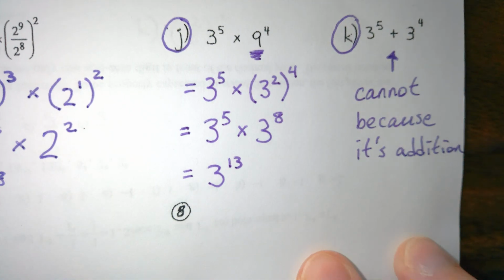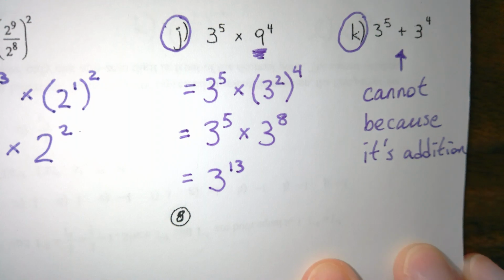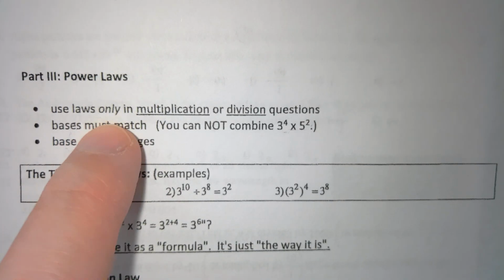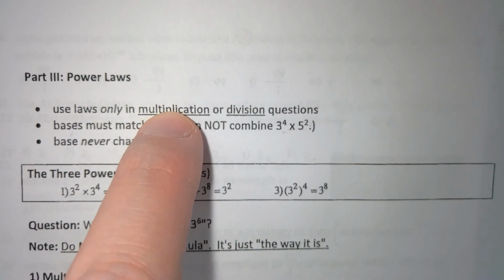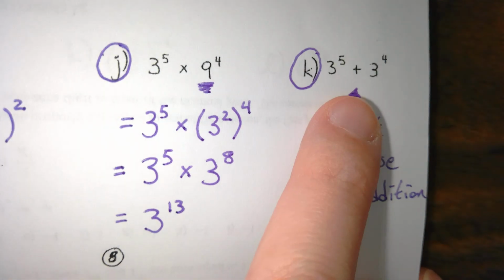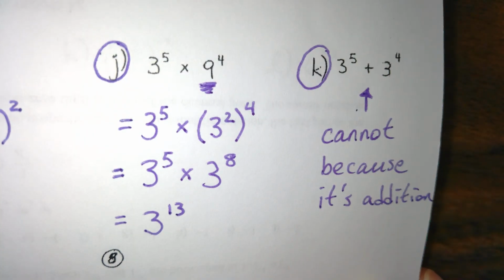Alright, so looking at the very first line right here with the rules, okay, you can only use it when it's a multiplication or division question. So in this case right here, since I'm adding, I cannot apply the rule. Doesn't work.